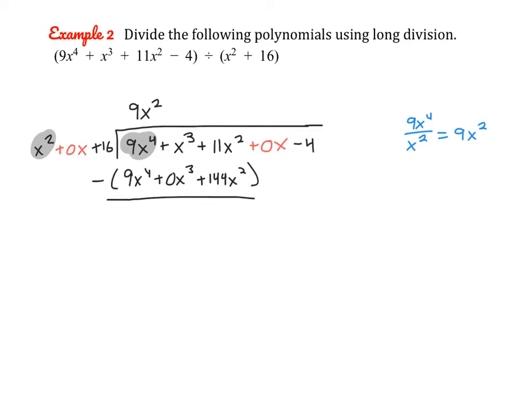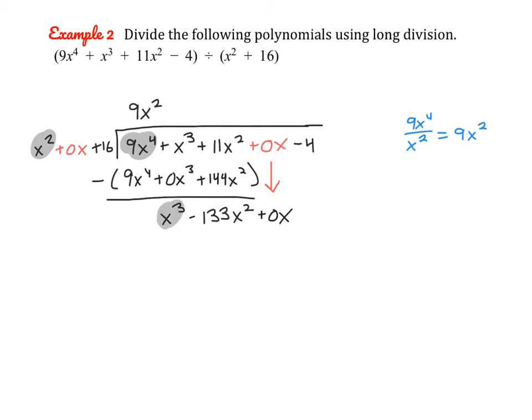Just be really careful. Remember, we're subtracting every single term. So we do 9 minus 9 gives you 0x to the fourth. X cubed minus 0x cubed just gives you x cubed. And here we do 11 minus 144. So this gives us minus 133x squared. Please be careful that you're subtracting in every single step. And then we're going to bring down our next term. Even if it's a 0 placeholder, that's okay. And then we're going to start over.